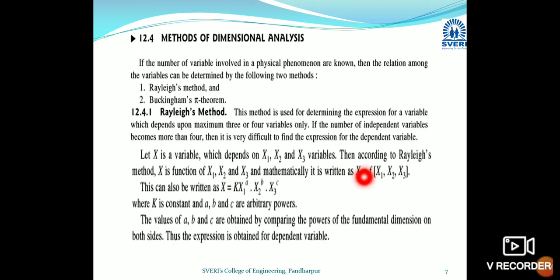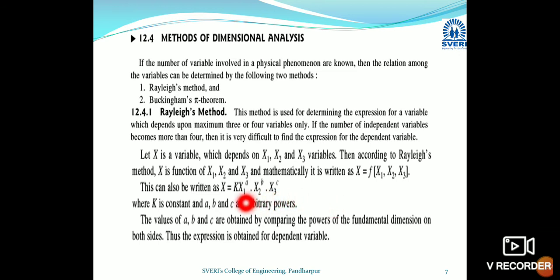Mathematically we can write X is equal to f of x1, x2, x3. Then according to Rayleigh, it can also be written as X is equal to k into x1 raised to a, x2 raised to b, x3 raised to c, where k is a constant, and a, b, c are also constants, which are the arbitrary powers of x1, x2 and x3. And the values we can calculate by using the powers of the fundamental dimensions.